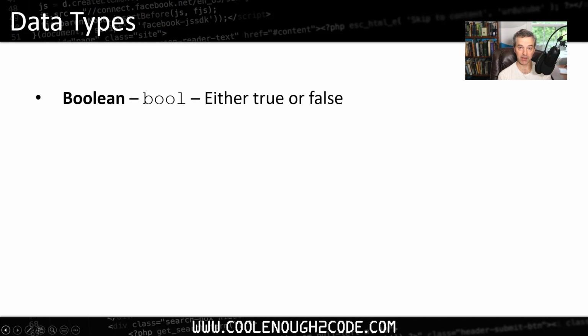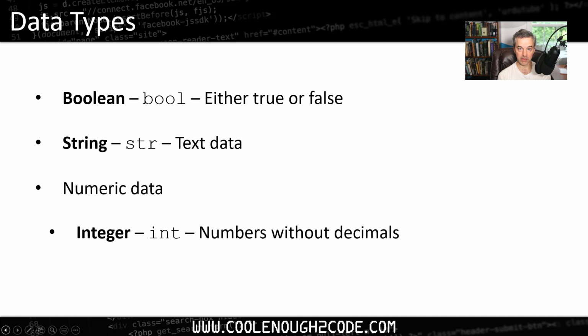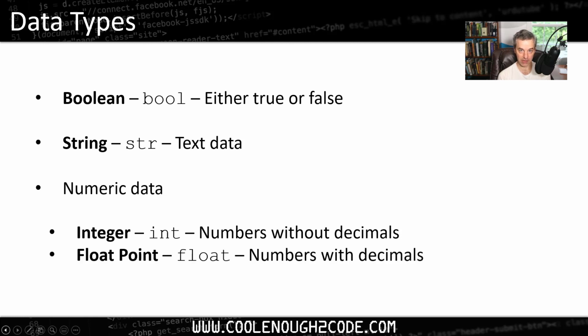We talked about different kinds of data types. We talked about Boolean data and string data. And we also talked about numeric data, which is what we're going to be talking about today. And we talked about integer data, which is data that is numeric without a decimal. And we talked about floating point data, which is numeric data with a decimal.